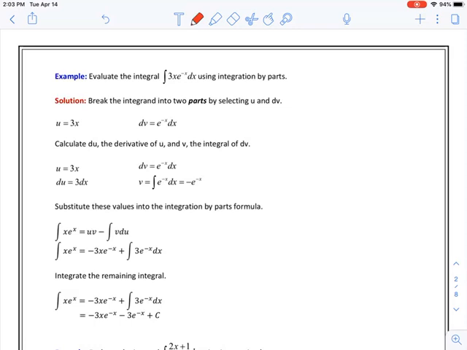Evaluate the integral of 3x e to the negative x dx using integration by parts. So again, notice that we have a product of two functions. The first function is 3x. The second function is e to the negative x dx. And so we want to choose a u and we want to choose dv, okay? Because that's what the formula, u dv, is what we're starting with.